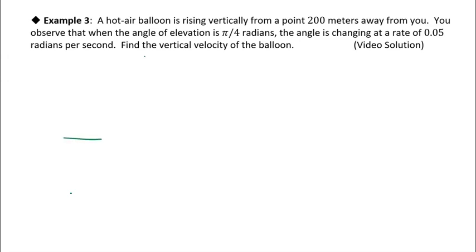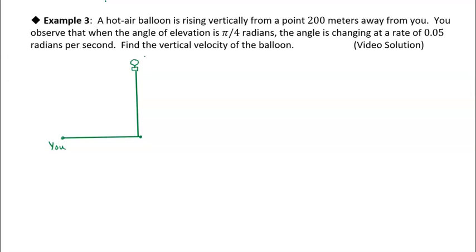So the first thing I want to do is draw a little horizontal line here to represent how far we are from the balloon, right? You're over here, let's say. This is you, and then the balloon is rising from this point over here. Here's the balloon. I'll draw a little hot air balloon. That's our hot air balloon. And it's rising vertically from this point over here. So let me just draw a line here. Okay, you get the idea.